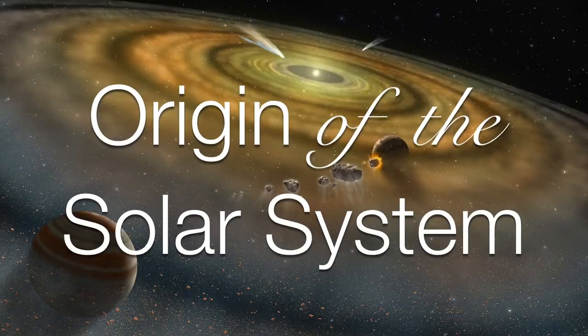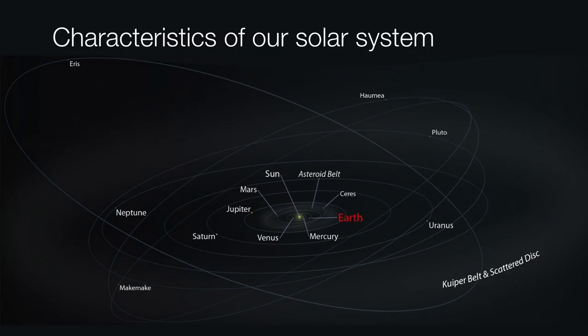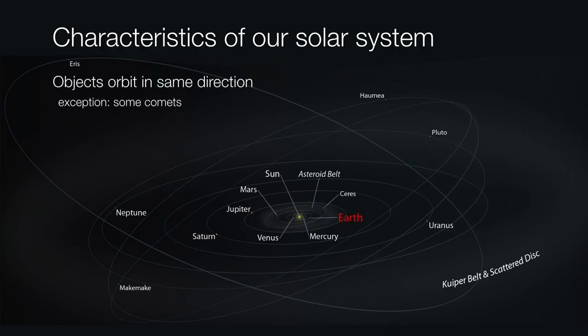Now that we have some idea of how star systems form, we can turn our attention to the formation of our own solar system. When we look around our solar system, we've got to remember there are a few characteristics that we want to keep in mind. For starters, everything orbits the sun in the same direction. That is, if we were looking at the solar system from, let's just say, overhead, everything would appear to be orbiting the sun in a counterclockwise rotation.